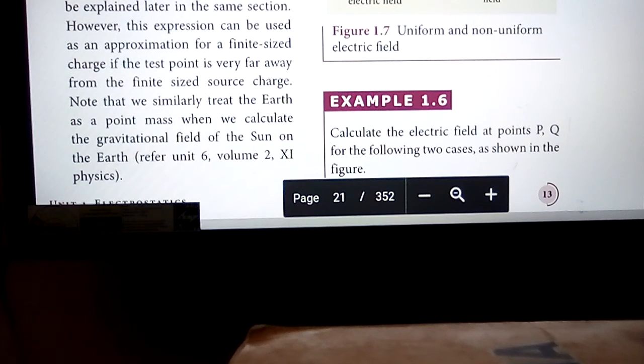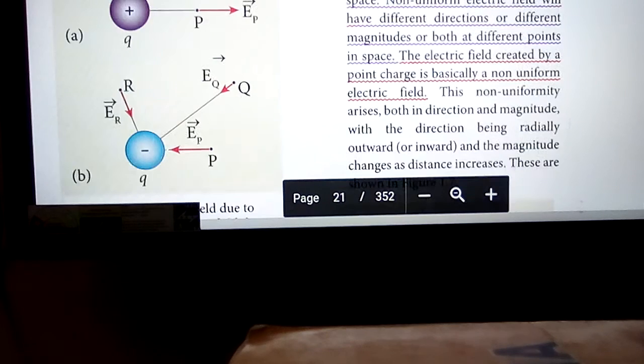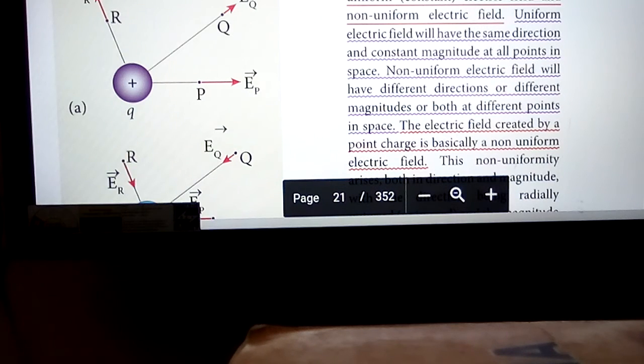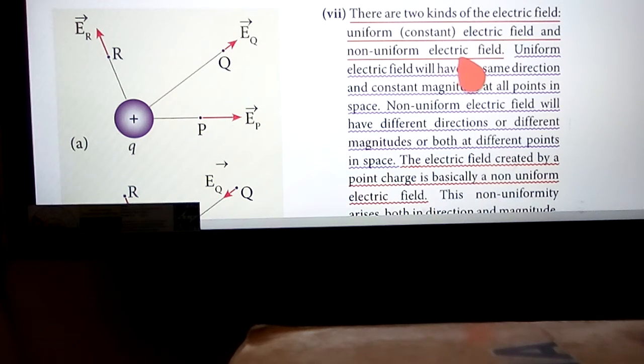And the next important point is that there are two kinds of electric field: uniform, that is constant electric field, and non-uniform electric field. What is meant by uniform electric field? A uniform electric field will have the same direction and constant magnitude at all points in space. But the non-uniform electric field will have different directions or different magnitudes, or both at different points in space.